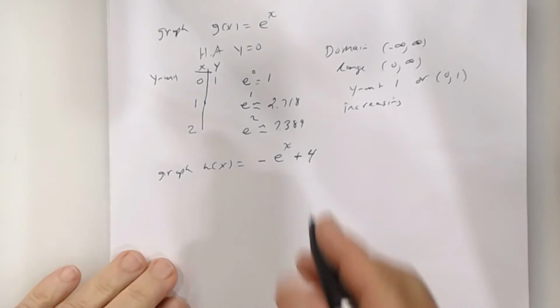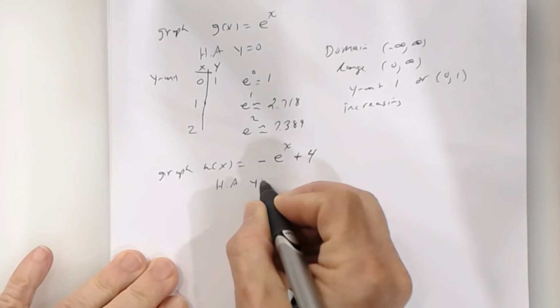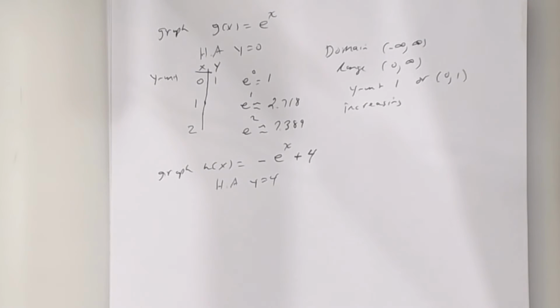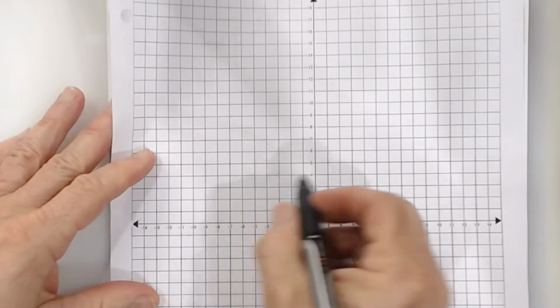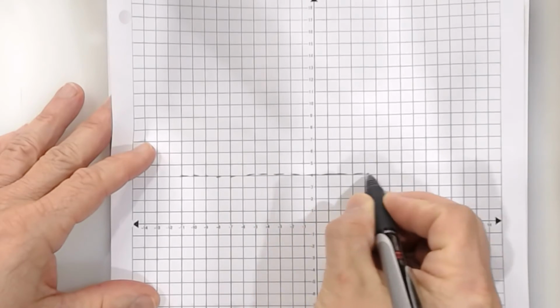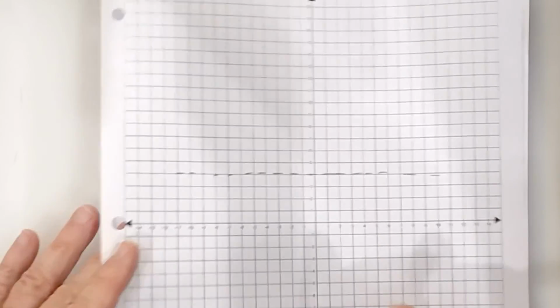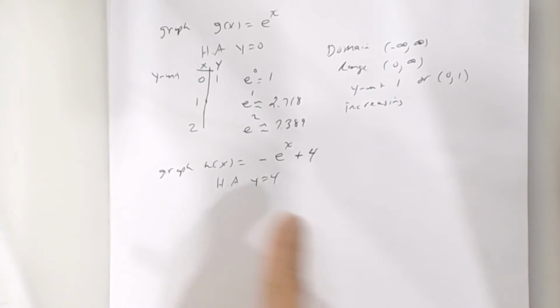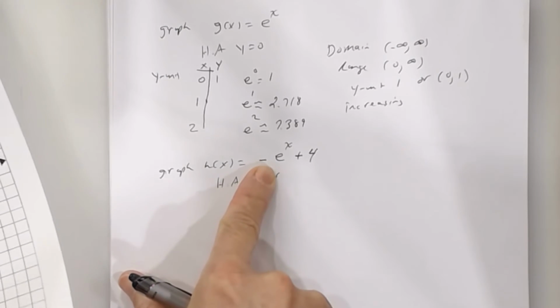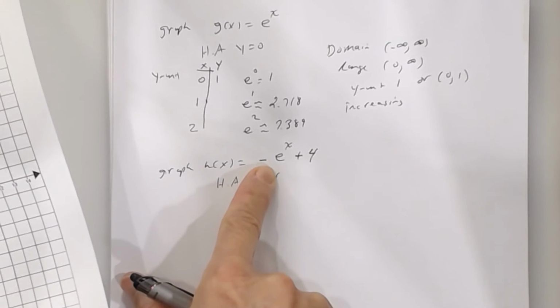What's the horizontal asymptote? 4. Nope. y equals 4. So you draw the horizontal asymptote. Is the graph above or below? Below. Why is the graph below the horizontal? Because of that reflection. This reflection. So it's going to be below.